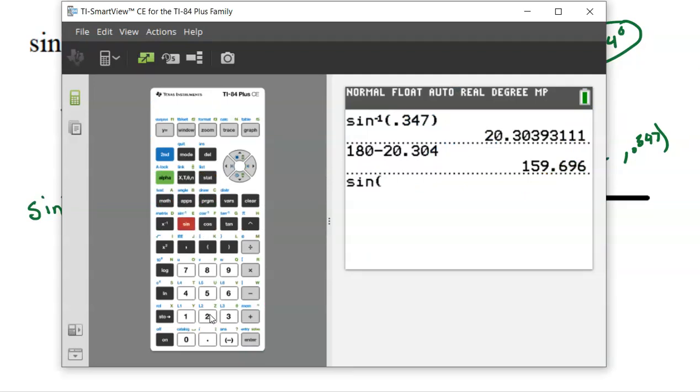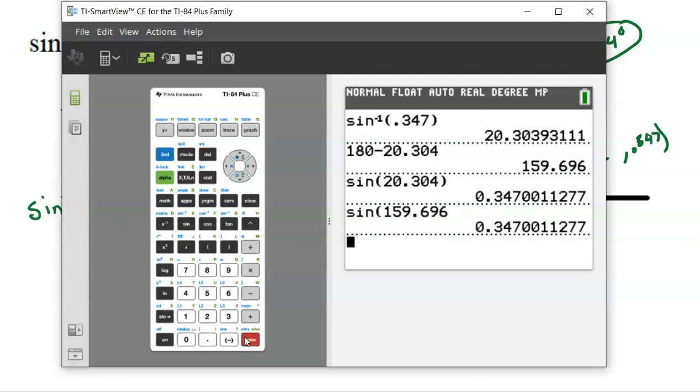So sine of 20.304 degrees. Now this is regular sine, not inverse sine. So angle goes in, y value comes out. Check out the y value, 0.347. Oh my gosh, we knew that. Obviously, there's a couple extra decimals there because I rounded. And then we could also do the sine of the 159.696 degrees. Oh my gosh, y value, 0.347. Unbelievable.